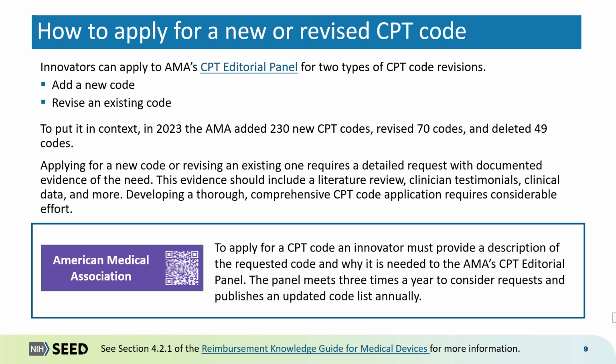Applying for a new code or applying to revise an existing code requires quite a lot of information. It will require a detailed request with documented evidence of the need. The evidence should include a literature review, clinician testimonials, clinical data, and more. It is quite time-consuming, but probably worth it if you are assigned the code in the end. On the left here, you will see a QR code that will link you to the American Medical Association site where you can apply for the CPT code.